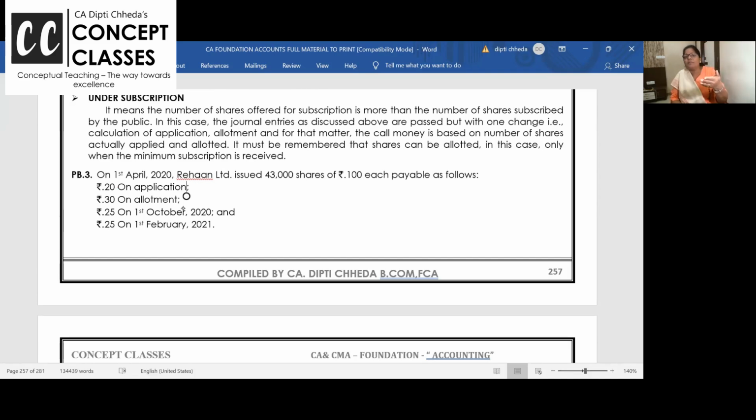But this is issued at face value. You can issue at premium also. Then what will we do, I will tell you. And nowadays shares are not allowed to be issued at a discount. For a 100 rupee share, if you issue above 100, it is called premium, 50 rupees. For a 100 rupee share, if you issue at 90, it is called discount, but discount is not allowed now.